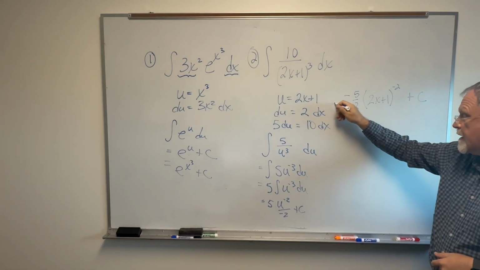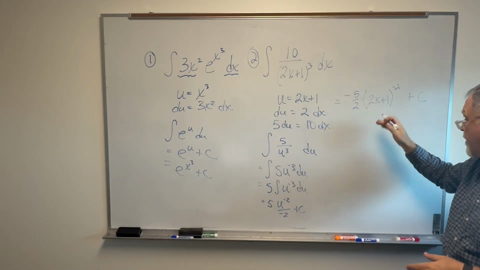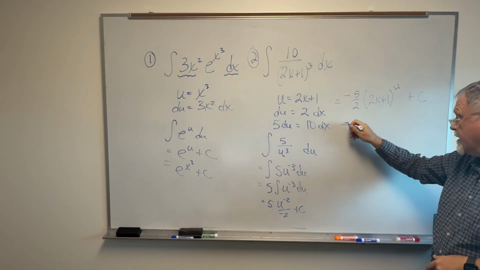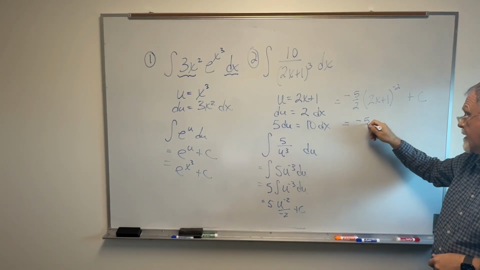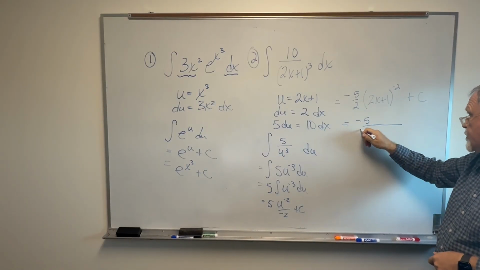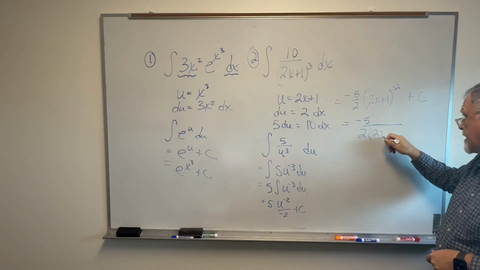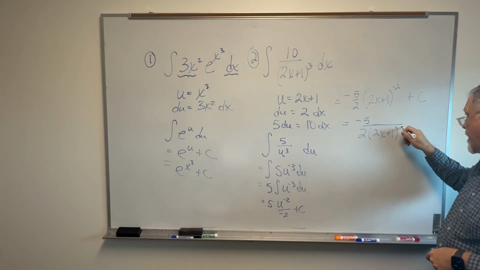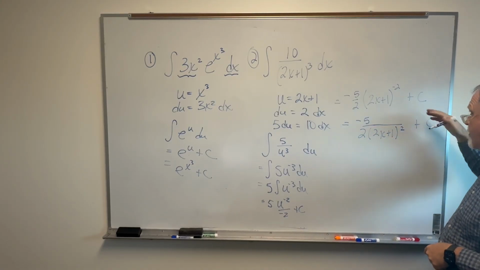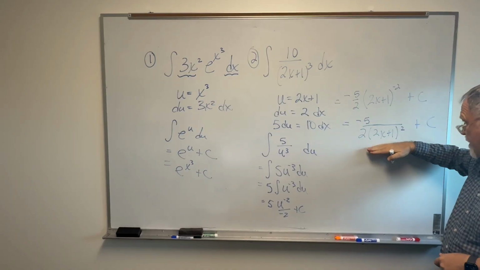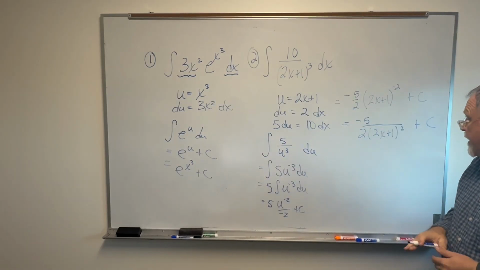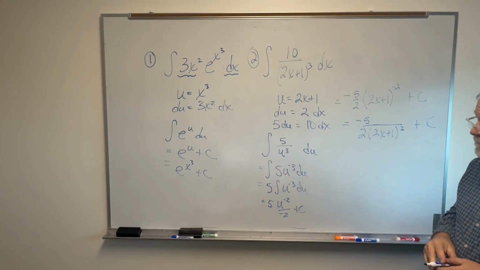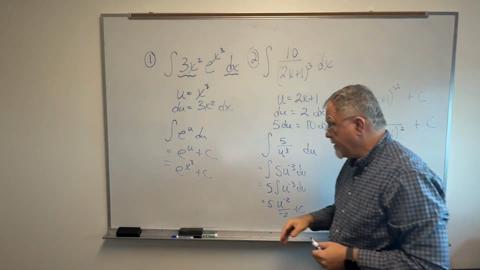Now, you can leave it like this. If you want, you can rewrite it in a variety of ways. Here's one way to rewrite it. Negative 5 all over 2 times (2x plus 1) quantity squared plus a constant. So this form is fine. This form is fine. Any correct answer is going to be fine for that one. All right, let's move on to problem 3.